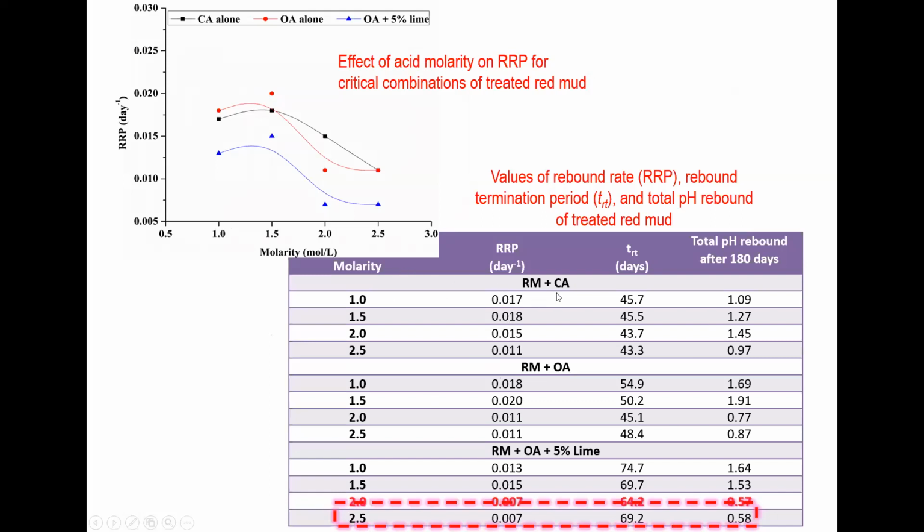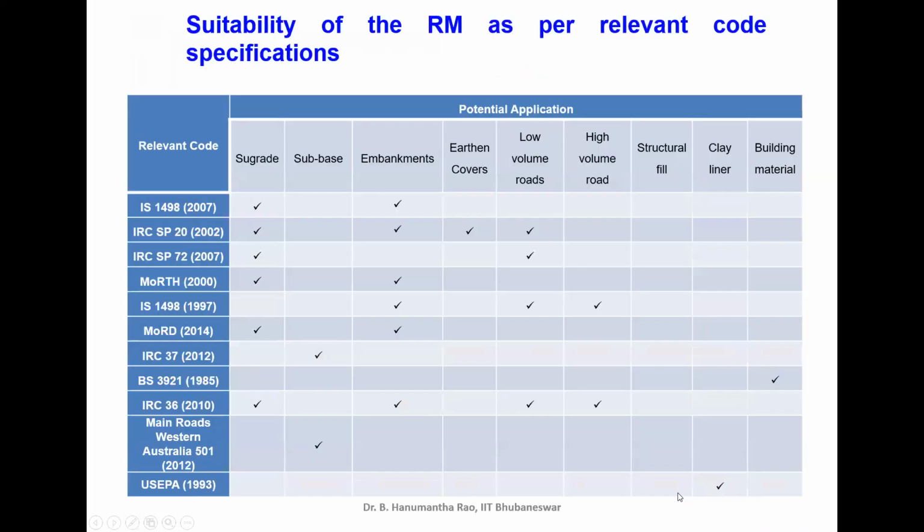It is not only citric acid; we also tried to neutralize the red mud with oxalic acid, and then oxalic acid along with lime in different combinations. At the end, you can prepare this kind of a table. This is simple compliance. It will give you a very good picture of how to assess whether the treated waste material is acceptable or not.